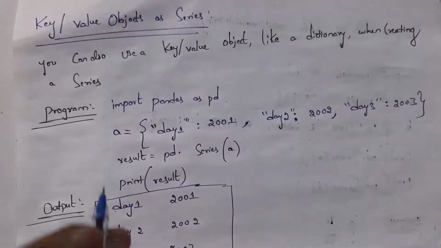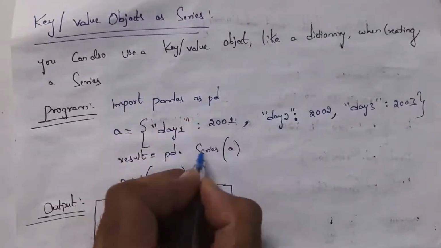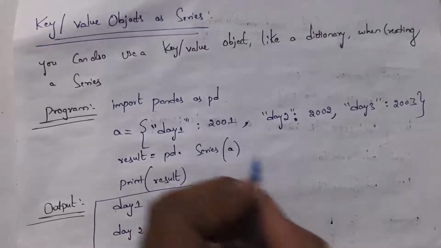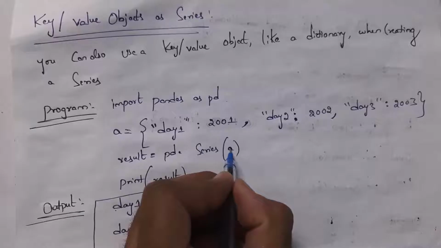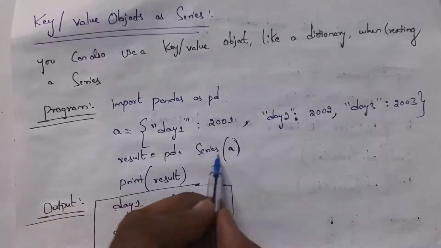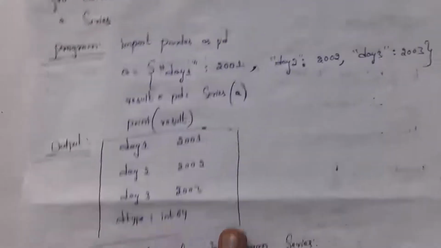And next I am taking variable result is equal to my library name, that is pd.Series. S is capital letter. And my dictionary is present in variable a. So inside Series I am writing a. And my result is stored in variable result. Whenever you write here print(result), this is my output.